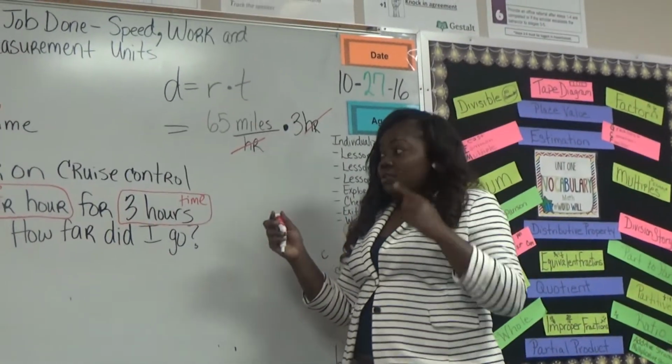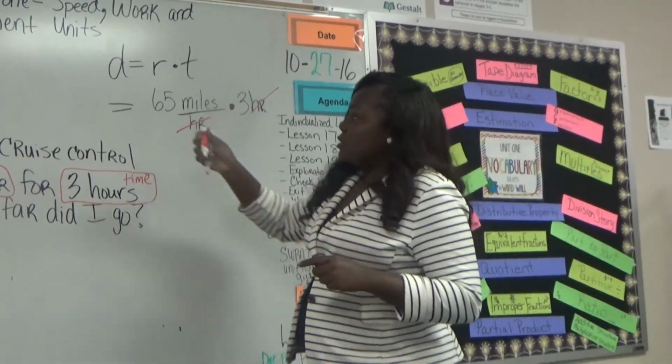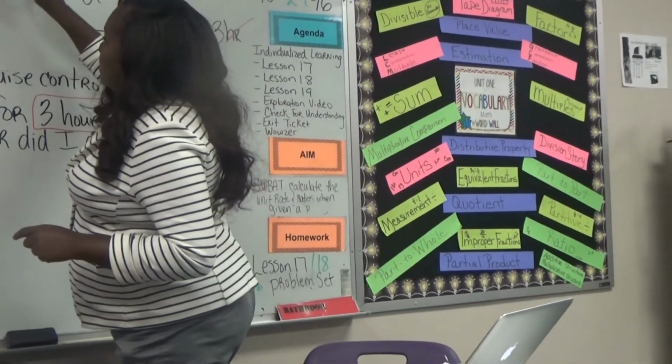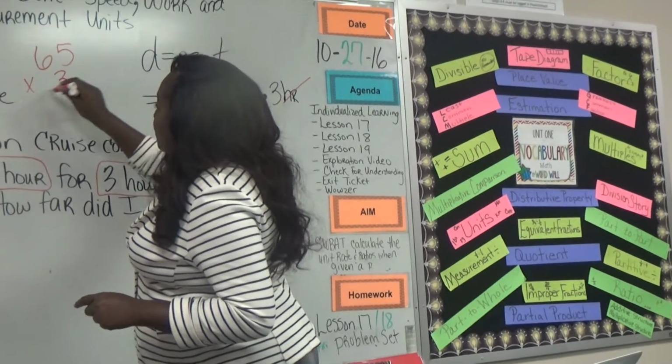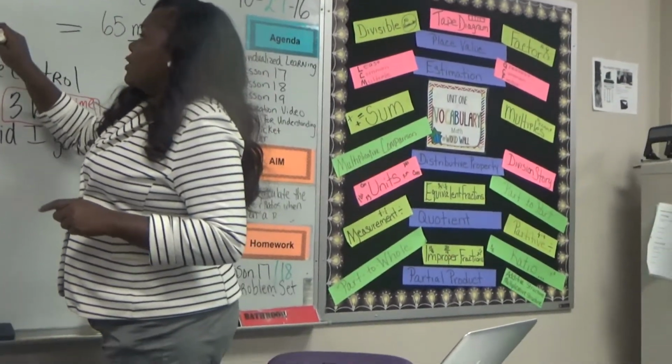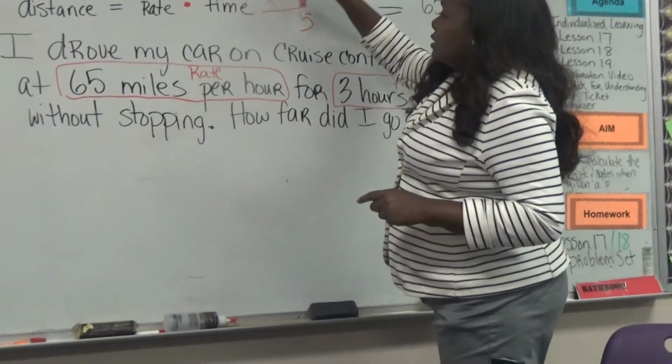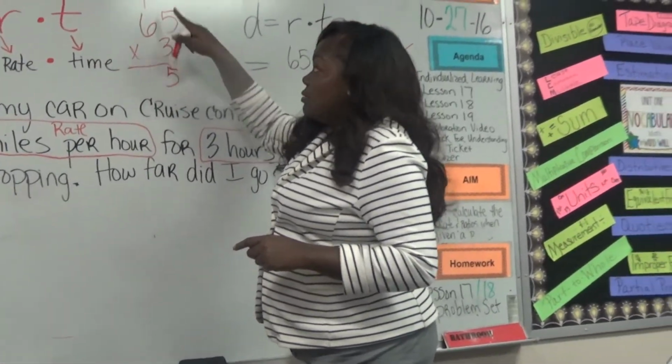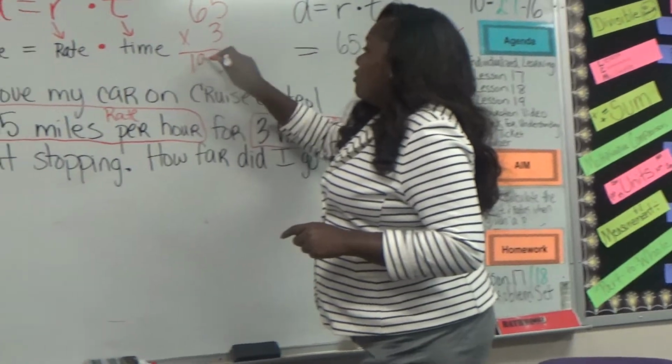So now all I have to do is multiply 65 times 3. So let's do that. 65 times 3. 5 times 3 is 15. So I'll write my 5, carry my 1. 6 times 3 is 18, plus 1, 19. All right.